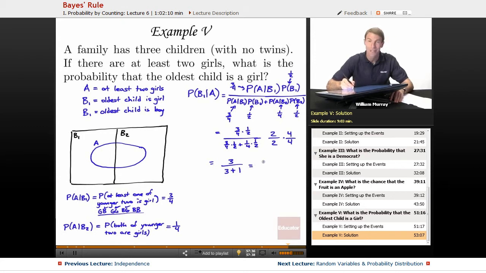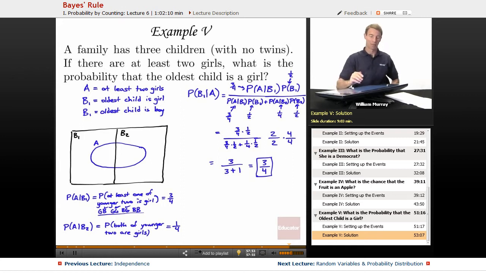I'm getting rid of all my denominators there. So I get 3 out of 4, and that's my final probability. So if I know that there are at least 2 girls in the family, the probability that the oldest child is a girl is 3/4.